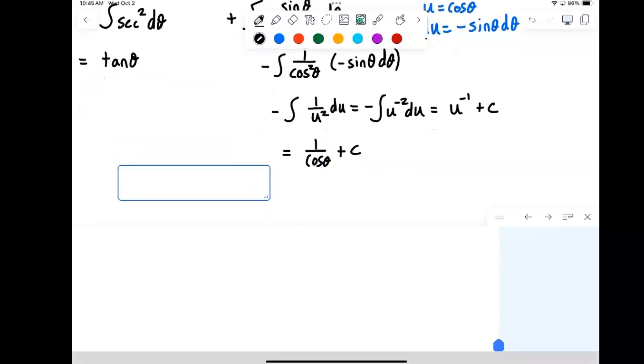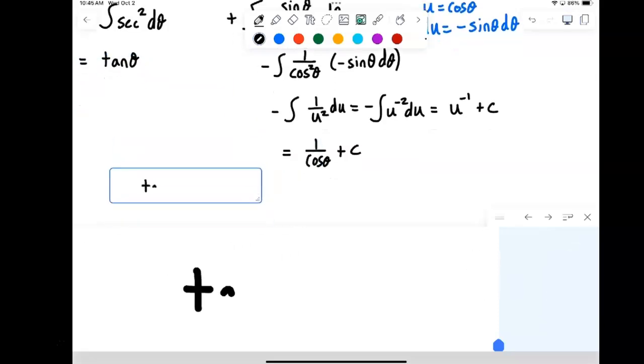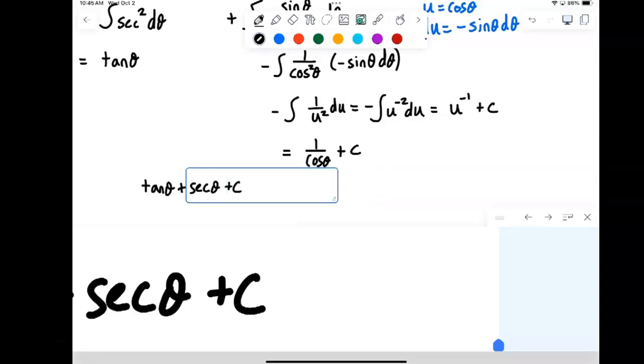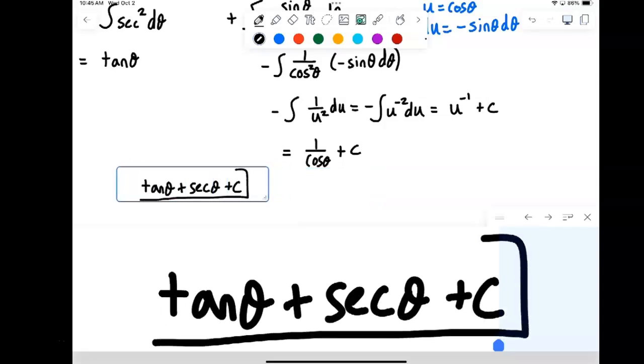And then we put those two pieces together: tangent theta plus secant theta plus a constant. And now we have our result.